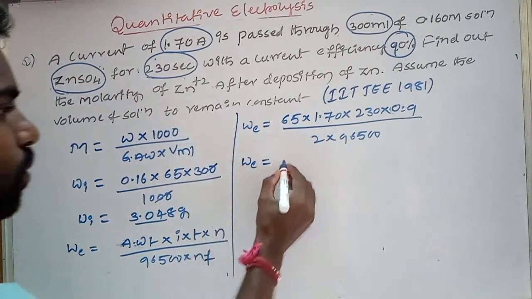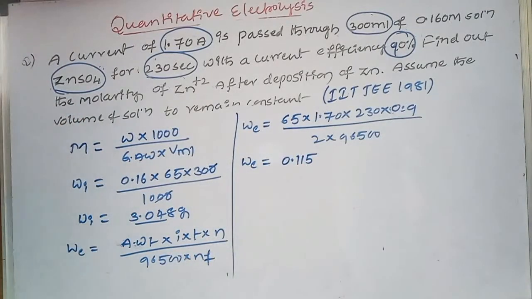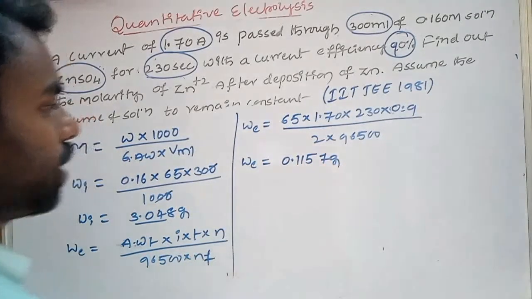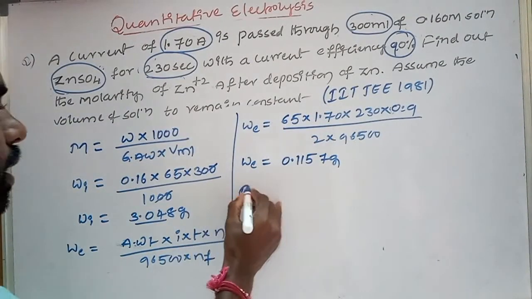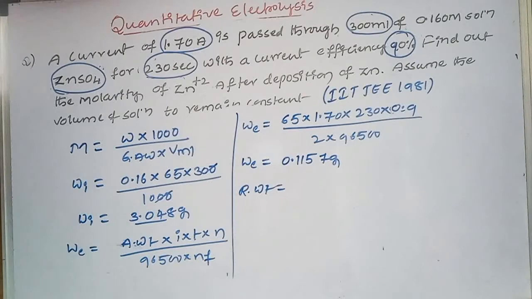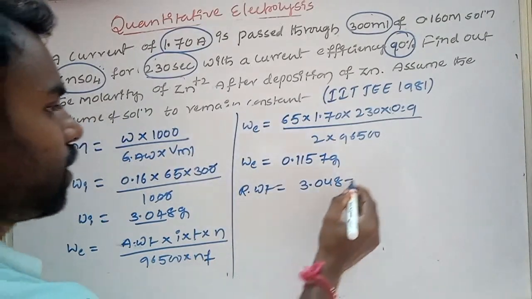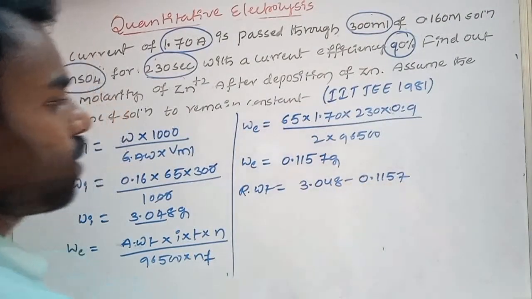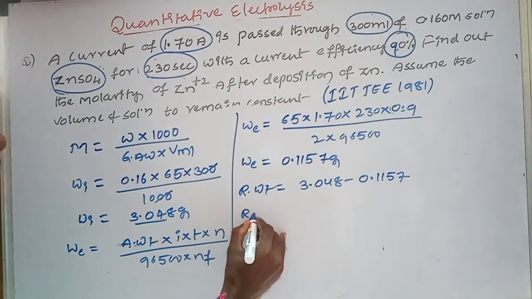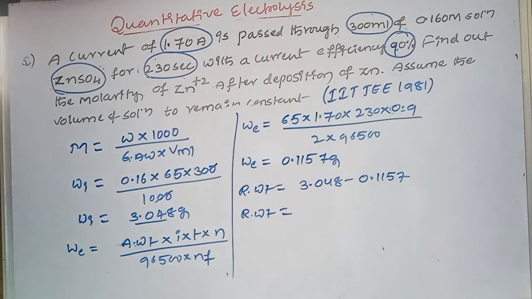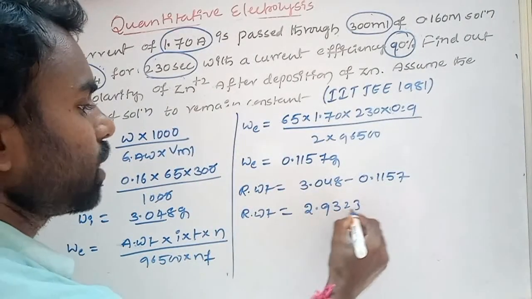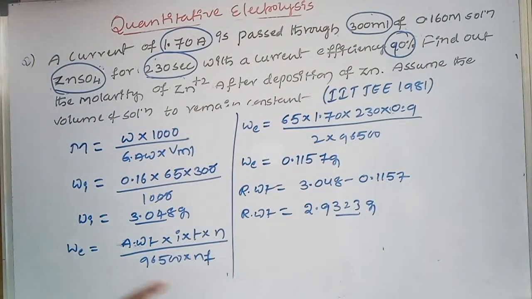If you simplify this, you will get the weight of Zn+2 at the electrode as 0.1157 grams. Next, how much weight is left over in the solution? The initial weight is 3.048 minus the weight deposited on the electrode, 0.1157. Then the remaining weight equals 2.9323. So here this is the remaining weight. With the help of this weight we need to calculate the concentration of the solution after electrolysis.